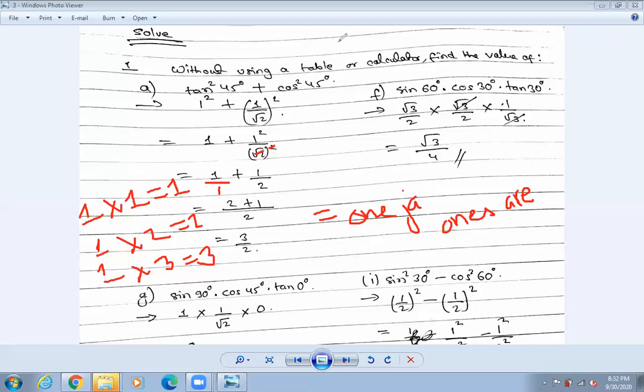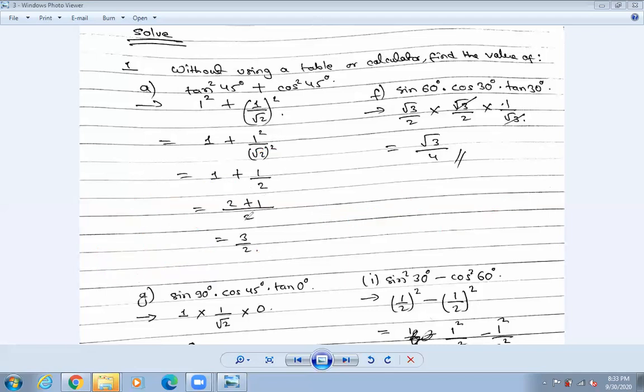So after that, 2 1s are 2 plus 1 1s are 1. So while speaking, sometimes it goes ja also. So 2 plus 1 becomes 3 by 2. So there is nothing to calculate. So 3 by 2 is your answer. So 3 by 2 is your answer. Okay, so let us go quickly.